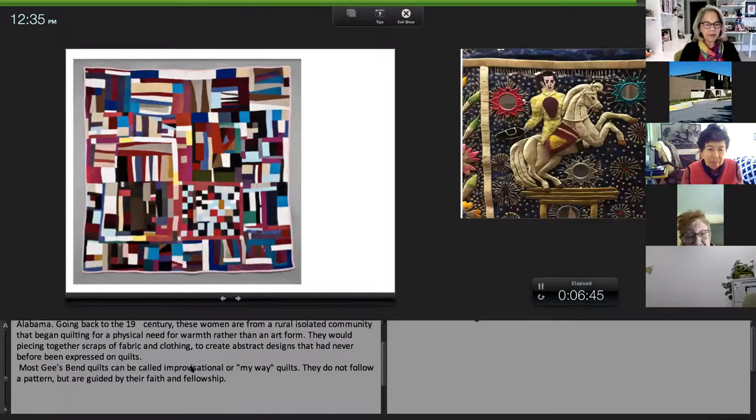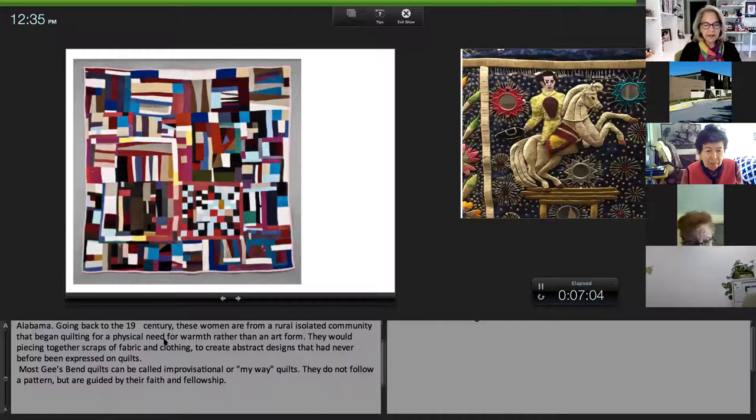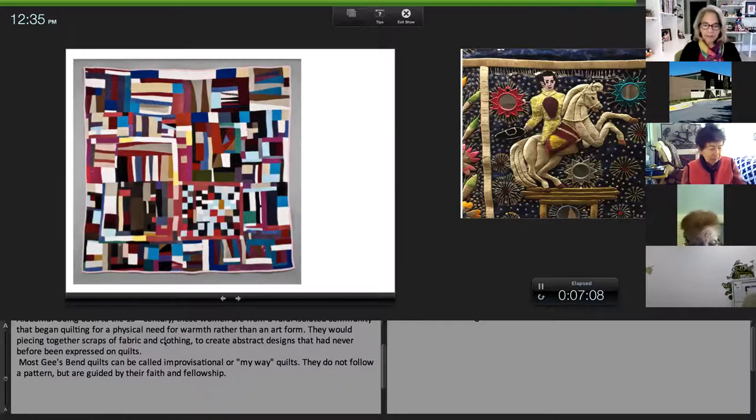Now, some of you may recognize this quilt. This looks like the High Museum a while back had an exhibit of the Gee's Bend quilt makers' quilts. And these are coming from a small town in Alabama, where there were women who were in a rural isolated community, and they began quilting mainly for physical needs, for warmth. And they would sit and share and make their quilts together. And later they were discovered, and their quilts were sent all over the United States on exhibit. This is called an improvisational quilt. They called their quilts My Way quilts, because they would just start quilting and wherever it took them, they would let it go. So they're just beautiful without a pattern.